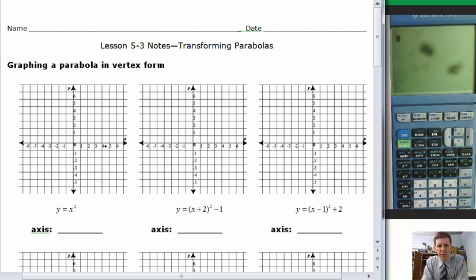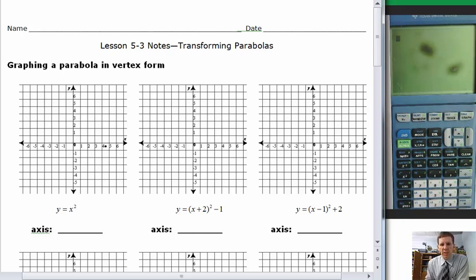These are the Lesson 5.3 notes on transforming parabolas. Today you'll graph a parabola in vertex form. You'll take a graph of a parabola and try to write an equation from it, and you will convert between what's called standard form and vertex form of a parabola. More on that in a little bit.